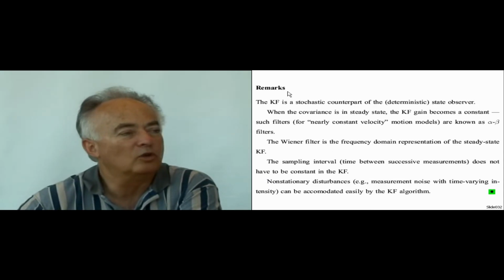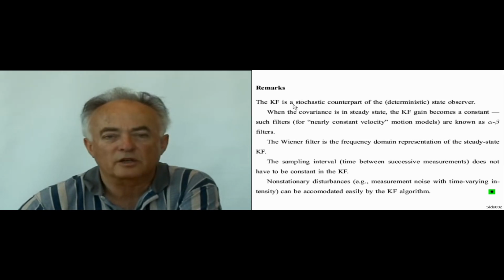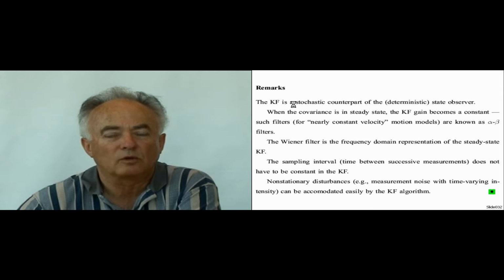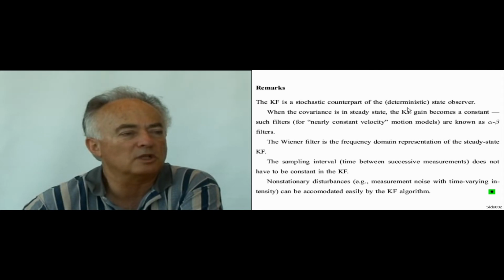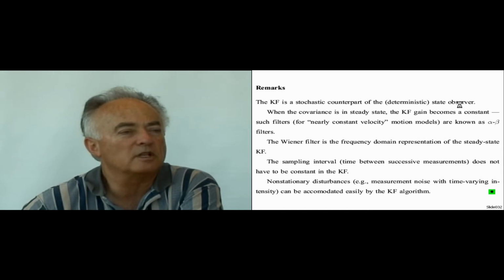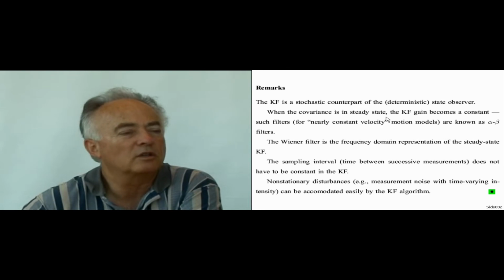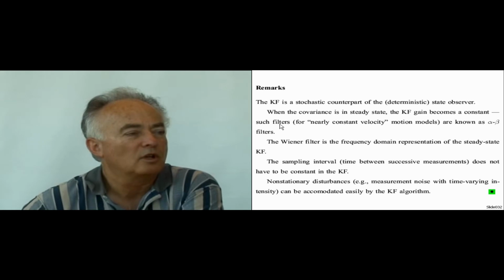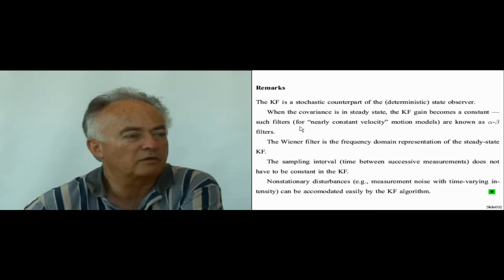Now, if you look at the Kalman filter, which has a weighted combination between the predicted state and the updated state, it is really the stochastic counterpart of the deterministic state observer, the so-called Luenberger observer for linear deterministic systems. When the covariance is in steady state, the Kalman filter gain becomes a constant.